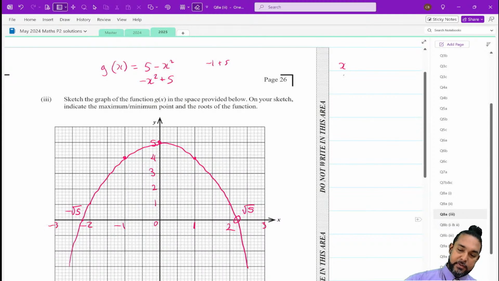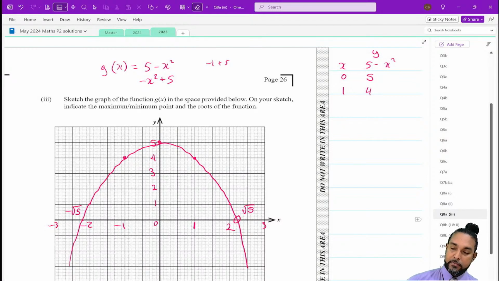So if x is 0, 5 minus x squared. 0 squared is 0, right? 5 minus 0 is 5. That's the y value. If x is 1, 1 squared is 1. 5 minus 1 is 4. If x is 2, 2 squared is 4. 5 minus 4 is 1. Right? And we should use negative values too.